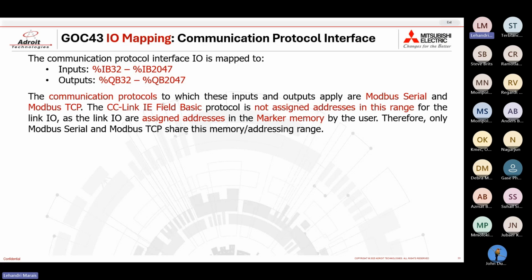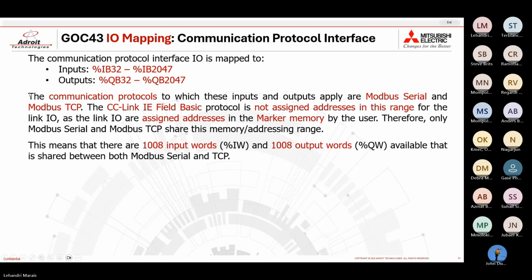The third protocol that the GOC has is CC-Link I-Field Basic. However, this doesn't use this addressing range because the user defines memory or addresses in the marker memory for the link IO of the CC-Link I-Field Basic protocol. Therefore, this range only applies to your Modbus protocols. This also means that you have 1008 input words as well as 1008 output words available for your Modbus protocols.